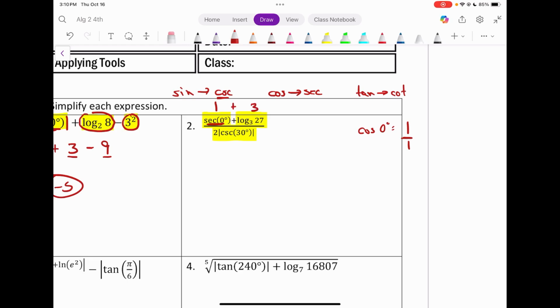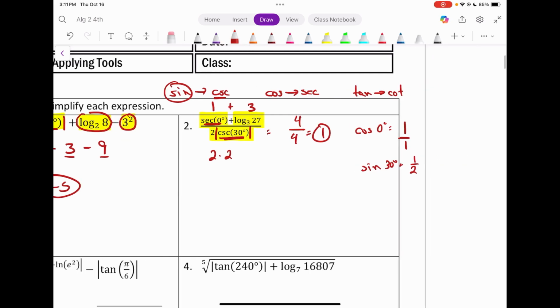The cosecant of 30, well, we're going to find the sine of 30, since cosecant is its brother. We're going to find the sine of 30, which is 1/2. Then we're going to flip it over, which is 2 over 1, or just 2. So the cosecant of 30 inside there, and its absolute value doesn't really do anything, gives you a 2. So the top is 4, the bottom is 4, 4 divided by 4, final answer is 1.